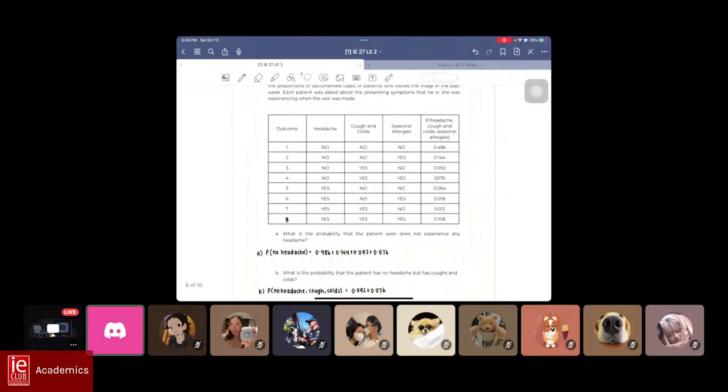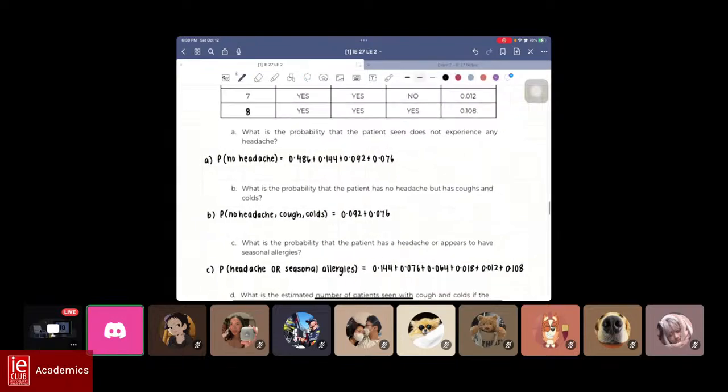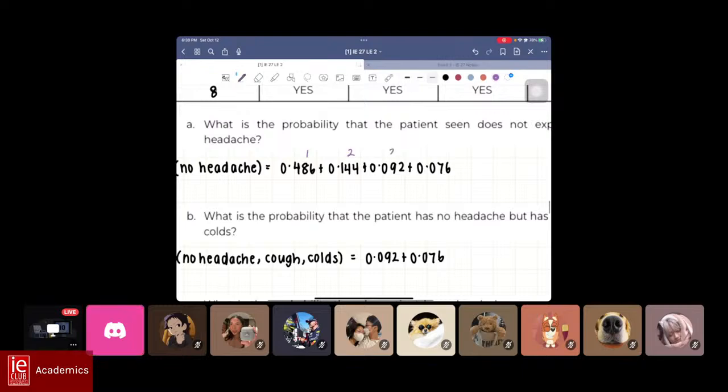So the probability that the patient doesn't experience headache, we can just look at this column. So all the no's, we add all the probabilities. So it's 0.486 plus 0.144 plus 0.092 plus 0.076. So that is the first four outcomes. And that would be equal to 0.798.